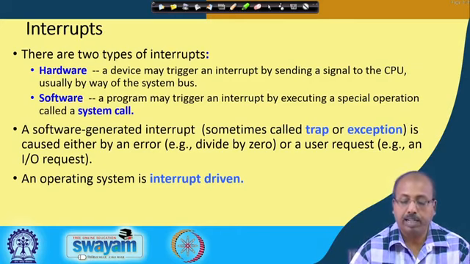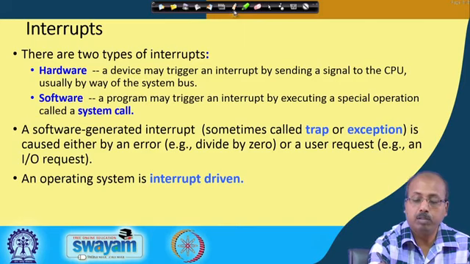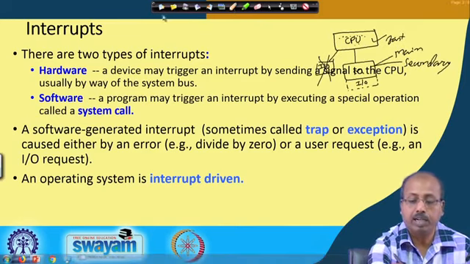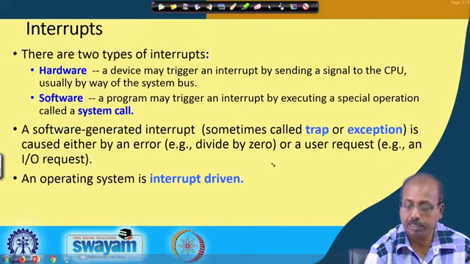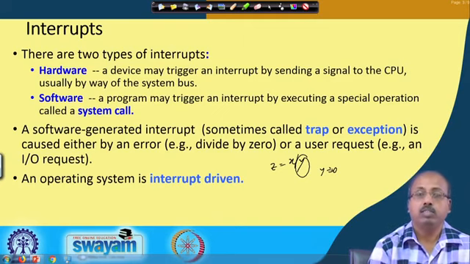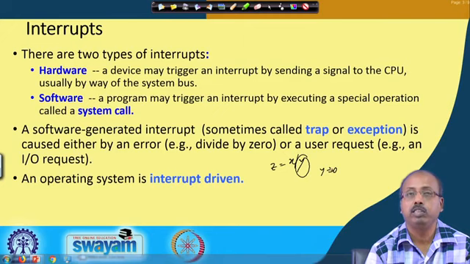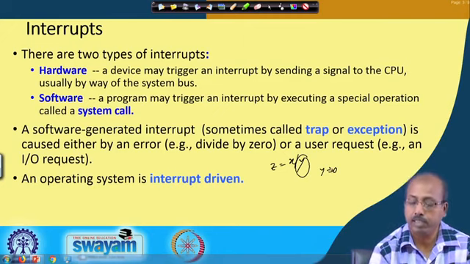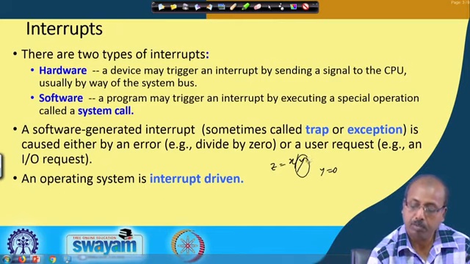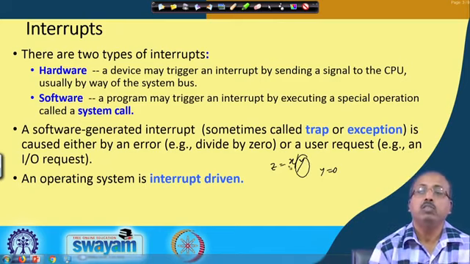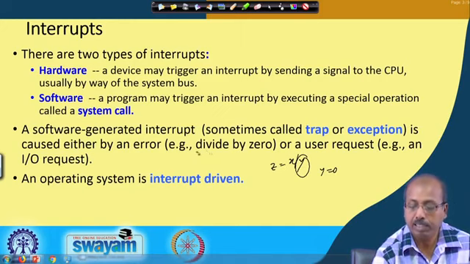The other source of software interrupt is some error that has occurred. Say I have written a statement like z equal to x divided by y. Now, what if y is equal to 0? At the time of program compilation we could not check this because we did not know the value of y, but at run time, when this statement comes into execution, the hardware finds that the value of y is equal to 0. So the division operation cannot be carried out. That is a divide by 0 error.